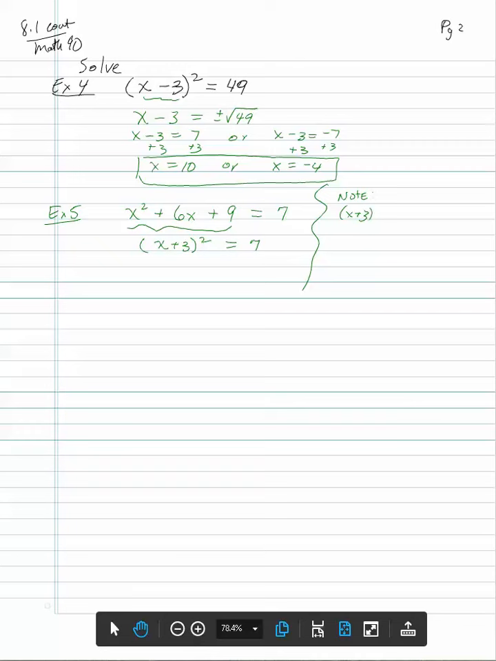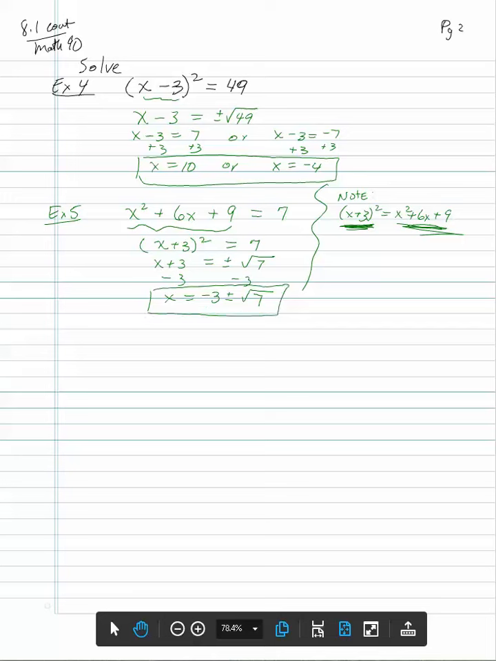X plus 3 squared is x squared plus 6x plus 9. So I can substitute x plus 3 squared for that trinomial. Okay, then now I have something squared equals number. I square root both sides, so x plus 3 equals plus or minus square root of 7. Then I'm going to subtract 3 from both sides. Negative 3 is not a square root, so I can't combine it. They're not like terms, so I just write them both down. And it's simple as that.